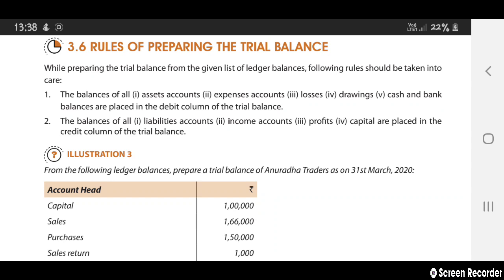Here you will be earning in the credit column. The debit column is for what you are paying: you are giving money for assets, you are incurring expenses for buying products, there may sometimes be losses, and there may be cash and bank balance on the debit side. On the credit side, there will be liabilities accounts, income, profit, or capital that you have received and will be paying back again.